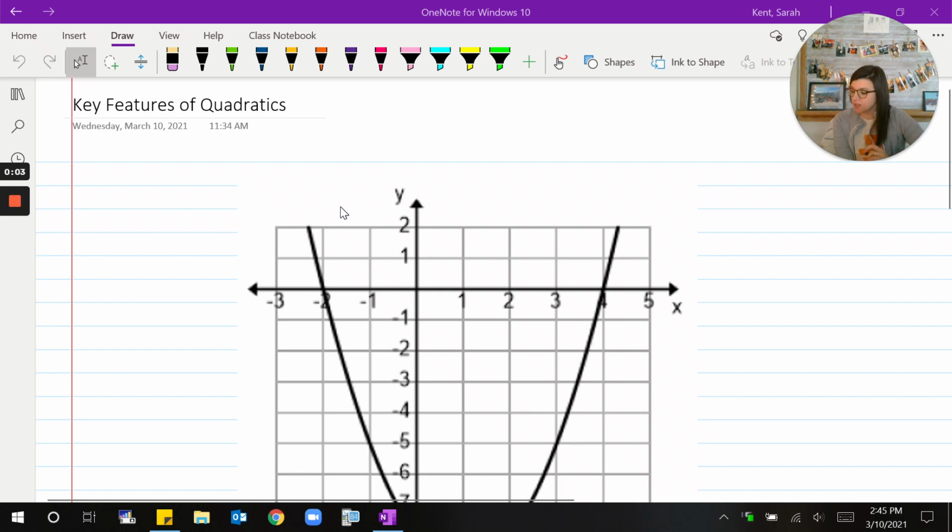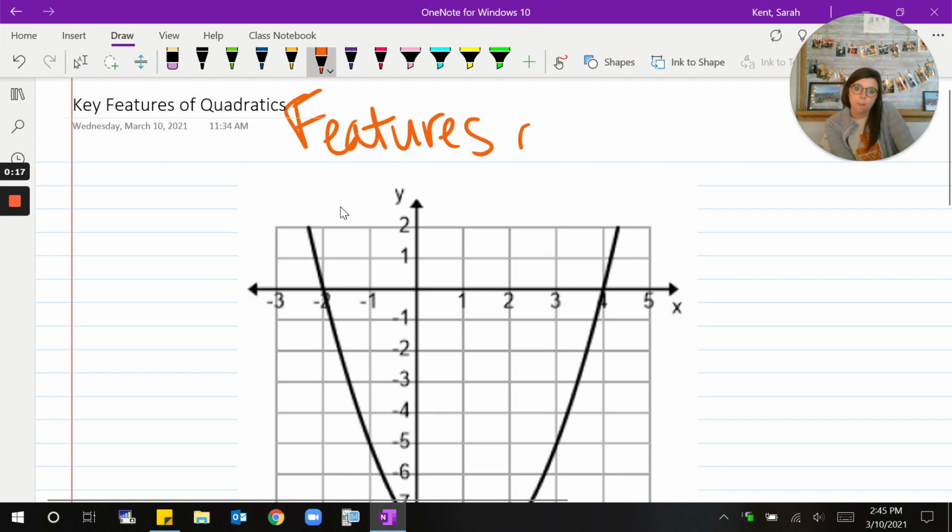All right, we are starting Unit 8 today, and we're going to be looking at key features of quadratics. So we're going to be looking at four or five main parts of a quadratic.